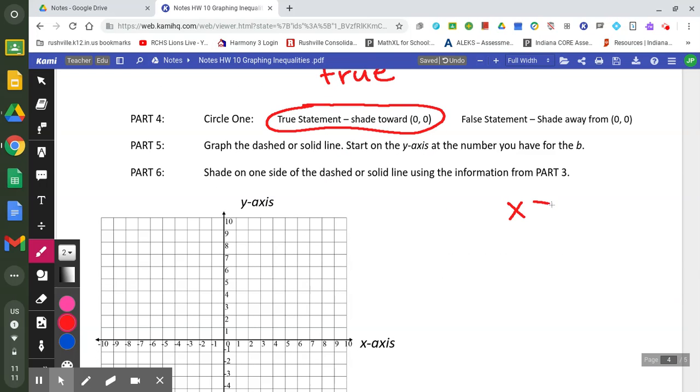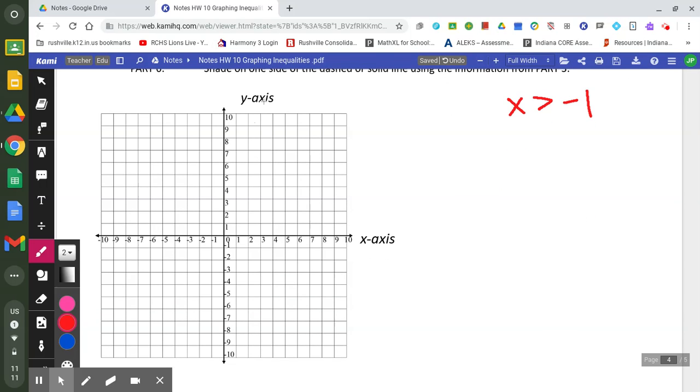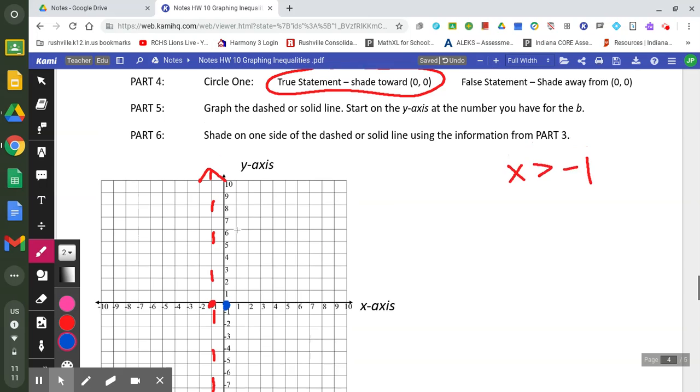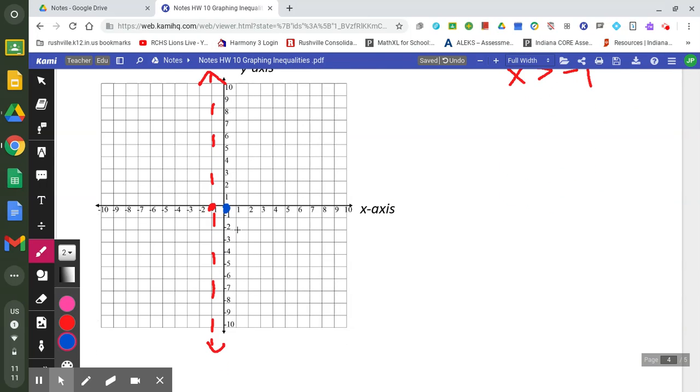our inequality was x is greater than -1. So we do not start on the y-axis because we don't have a y-intercept. We start on the x-axis at -1. And my line will be dashed because it is a greater than. So here's my dashed line that just goes straight up and down. The (0, 0) is right here. And our test point told us that it was a true statement. So we do shade toward the (0, 0). So the shading will be on this side of the line.